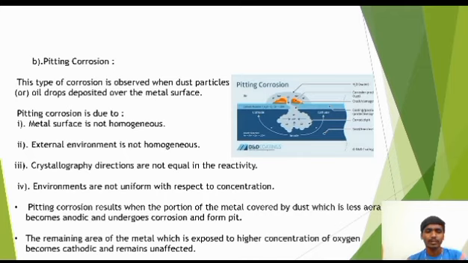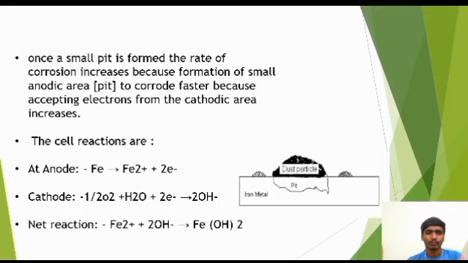Pitting corrosion results when the portion of the metal covered by the dust, receiving less oxygen, becomes anodic and undergoes corrosion. When a pit is formed, the remaining area of the metal, exposed to the higher concentration of oxygen, becomes cathodic and remains unaffected. Once a small pit is formed, the rate of corrosion increases because the anodic pit area corrodes faster as it supplies electrons to the large cathodic area.